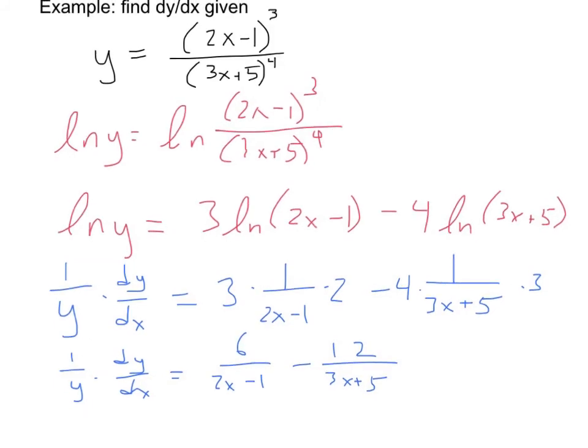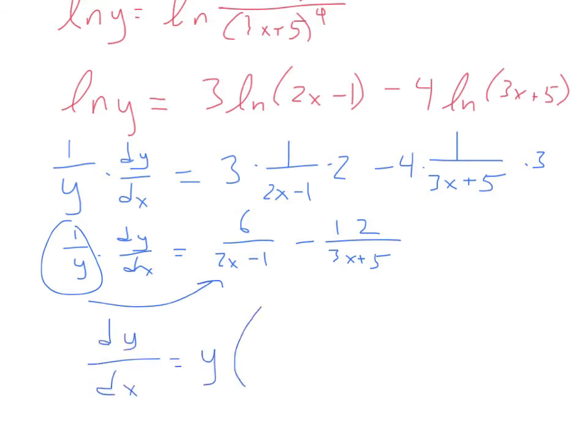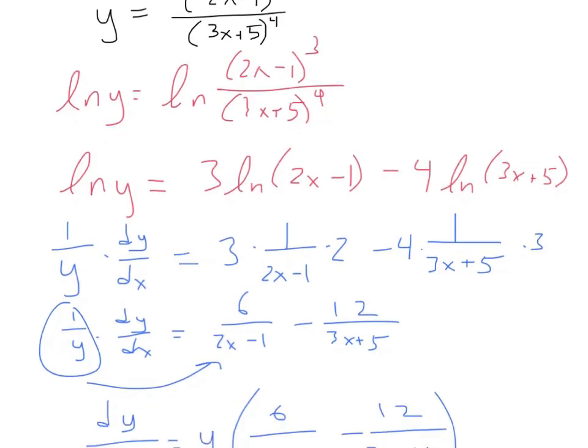Next up, and I was hoping I could fit this on the screen here, but I don't think I'll be able to. Next, I'm going to multiply this y over to the other side. I'll get dy dx equals y times these things: 6 over 2x minus 1 minus 12 over 3x plus 5. So then the last thing we can do is say, I know what y is. We were told in the beginning of the problem that y was this thing. So I can take that and write it in the position of the y down below. Hopefully I'll remember this correctly.